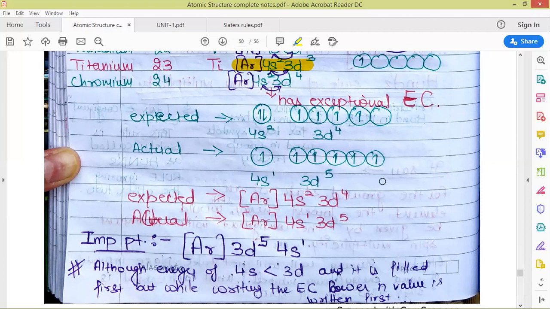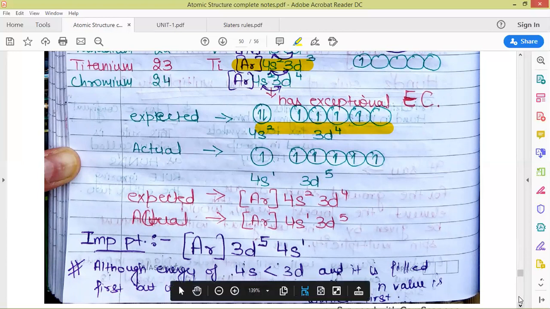The driving force is extra stability. Now this extra stability is achieved based upon what? This we'll be discussing later. But here the configuration is this, not this. The expected configuration is 4s2 3d4, where 4 electrons are present in 3d and 2 electrons in the 4s orbital. But actually 1 electron is present in 4s and 5 electrons are there in the 3d orbitals.